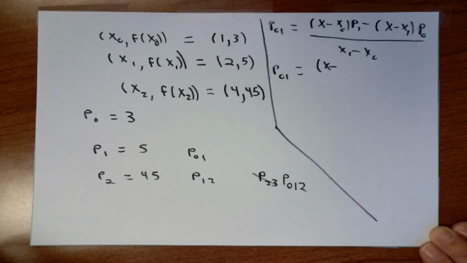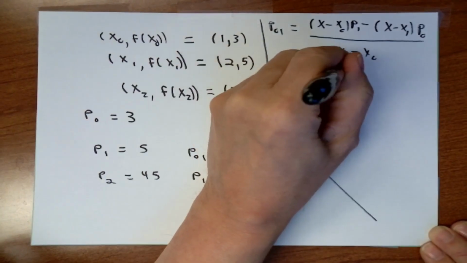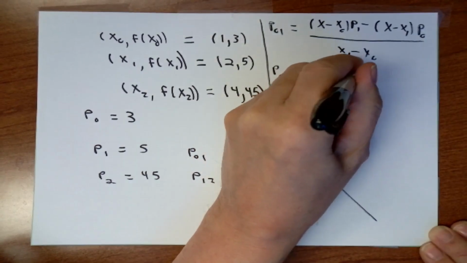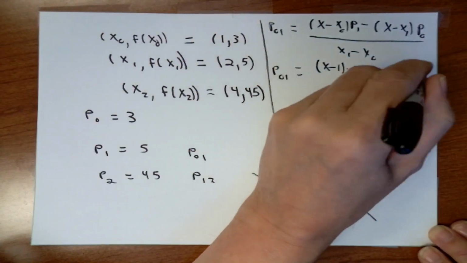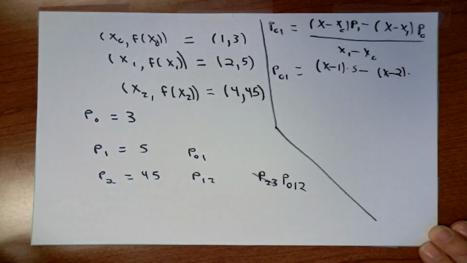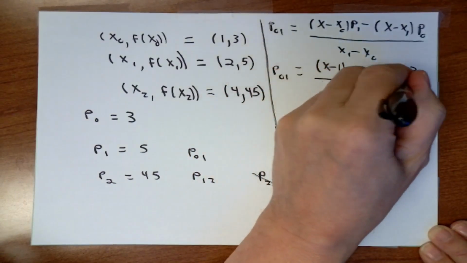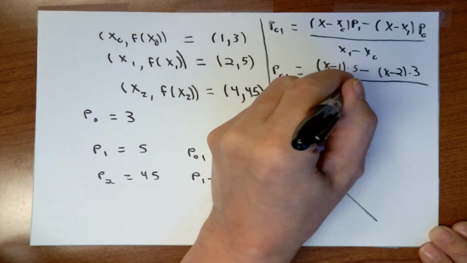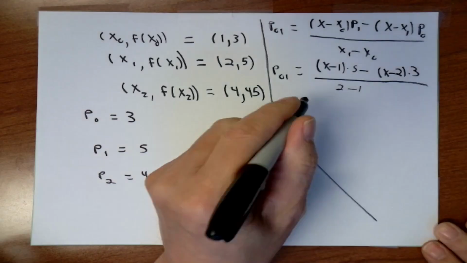There's the coffee. X minus x0, that would be x minus 1. I'm going to multiply that by P1, which is 5, minus x minus x1, which is 2. I'm going to multiply that by P0, which is 3, divided by x1 minus x0, which would be 2 minus 1. The denominator is 1, which is extremely convenient.